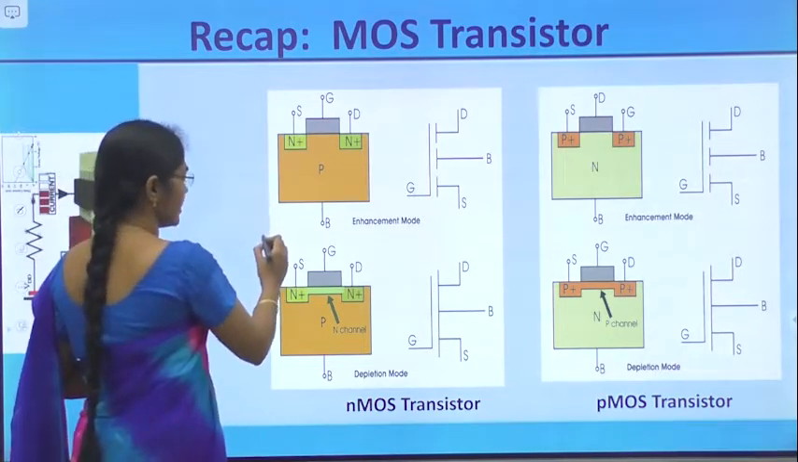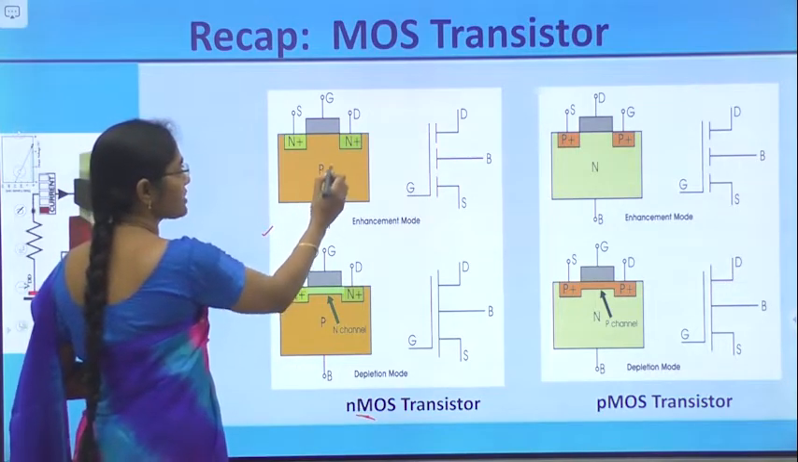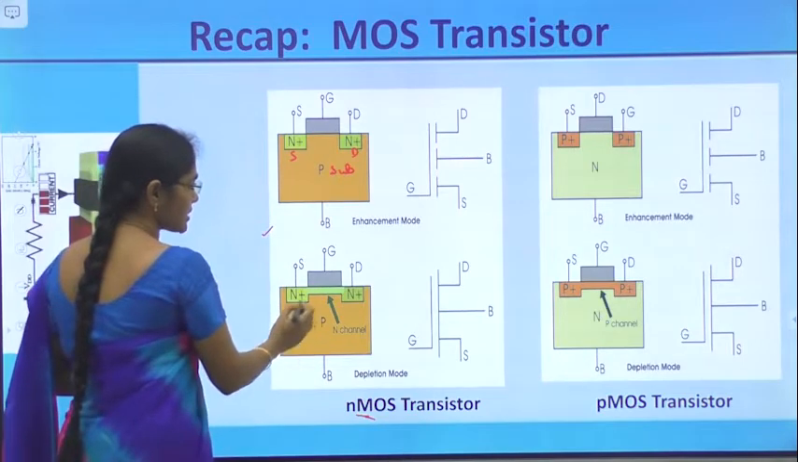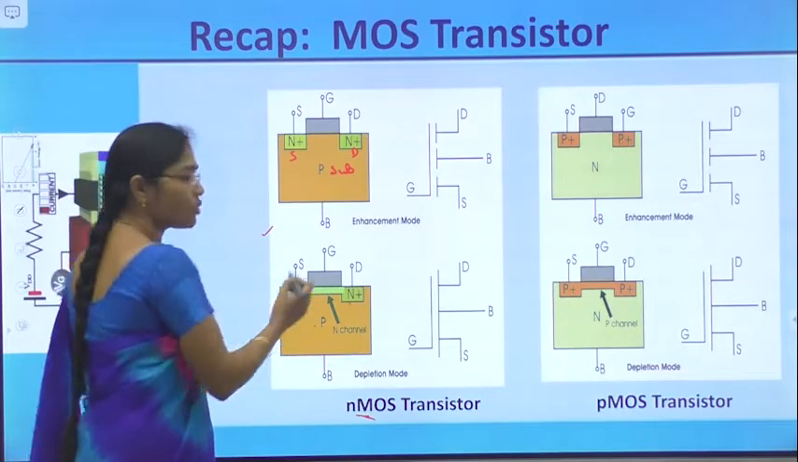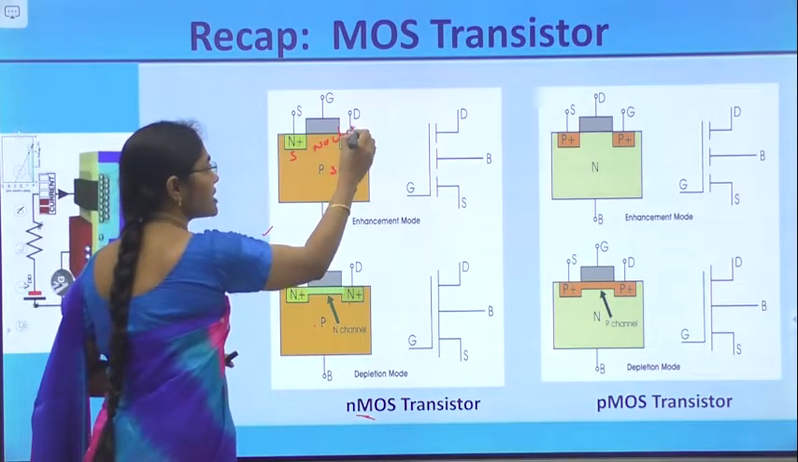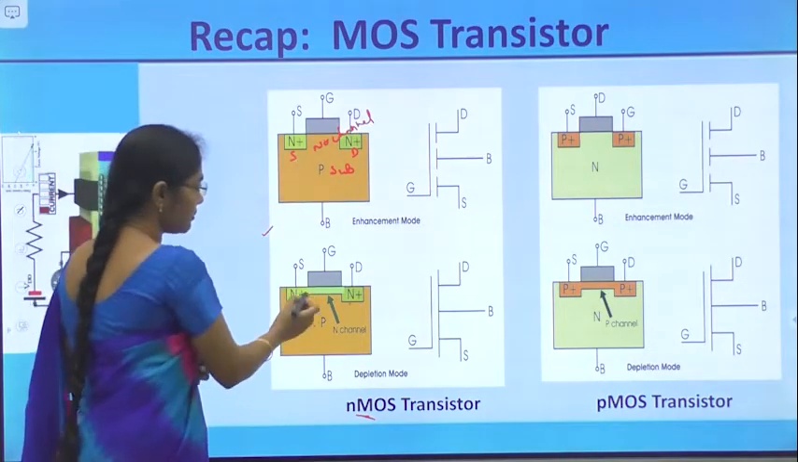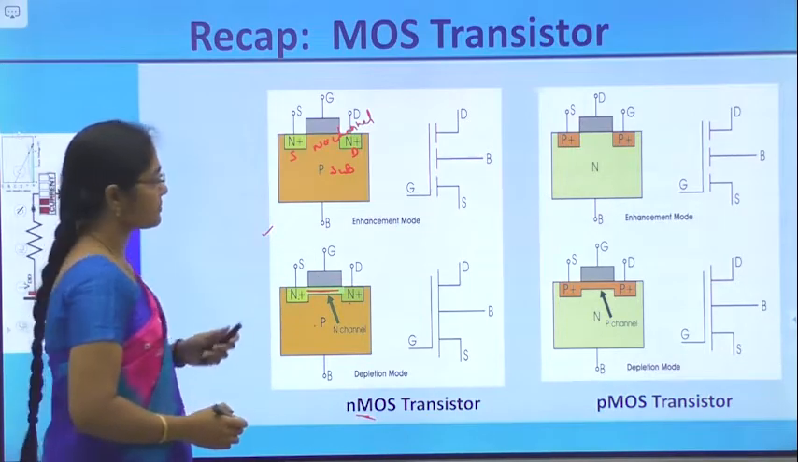So this is the nMOS transistor structure, meaning it has a p substrate and n plus source and drain. Here we have enhancement and depletion transistors both. Enhancement means no channel, physically no channel; electrically it has to be created. So there is no channel here, but here the channel exists physically, and that is the depletion transistor.